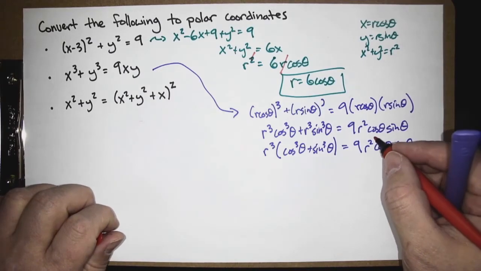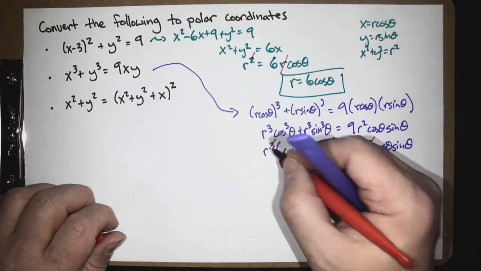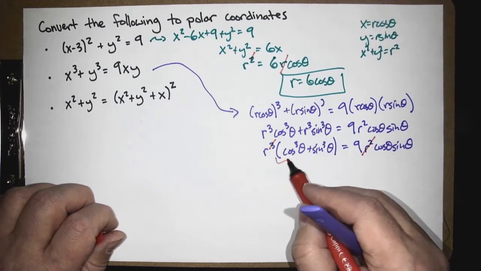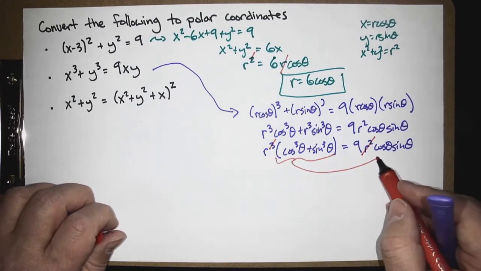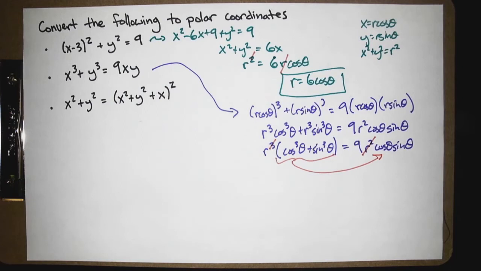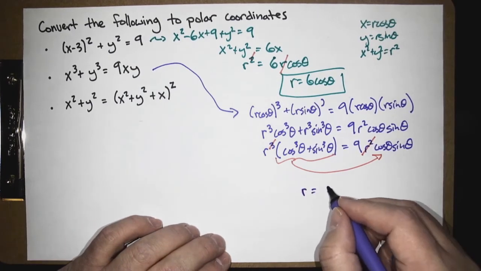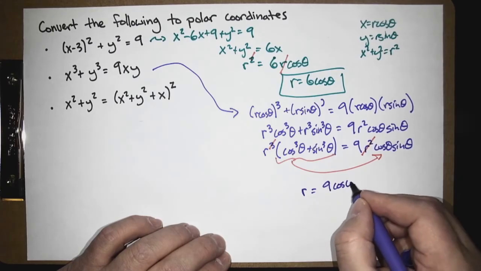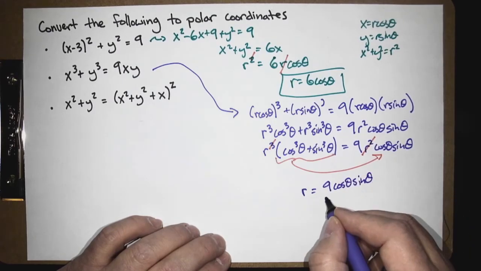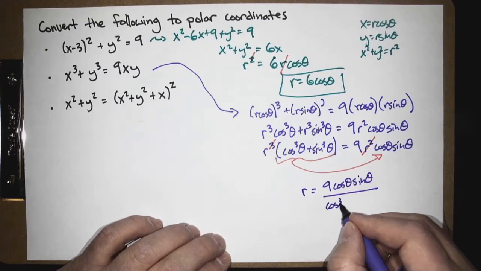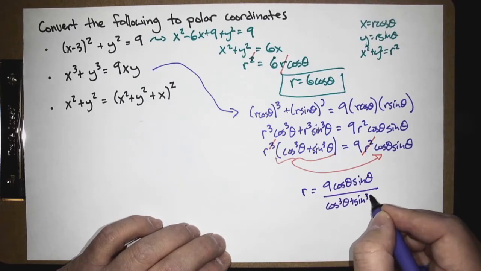Divide the r squared out. We can cancel off 2 r's and move that across. So cosine cubed plus sine cubed is unfortunately not 1. It's cosine cubed plus sine cubed. So we'll just write it as 9 cosine theta over cosine cubed theta plus sine cubed theta.